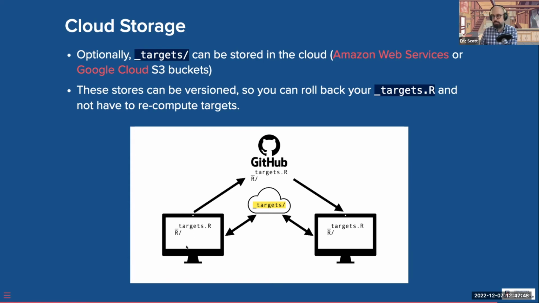All that's stored there is just a connection to that cloud. And so that means that your collaborator doesn't have to start from scratch and compute that week-long running target or whatever again on their computer. That just gets pulled down from the cloud. And the added benefit of this is that the targets that are stored on the cloud are versioned. So if you roll back to a previous version of your workflow, it doesn't have to rerun that target. It just rolls back to the previous version of that target that's stored in the cloud.